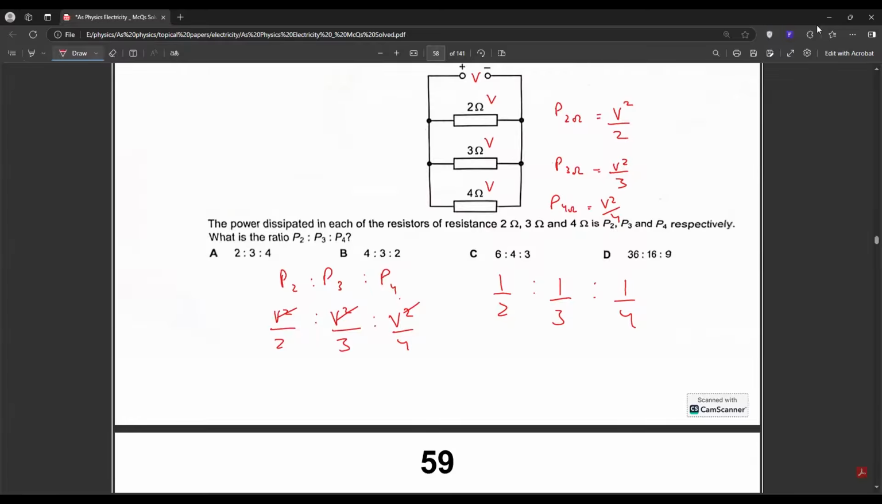The most incorrect option in the examination was this. How can you simplify this further? You cannot see any answers here. How can you simplify this further? Take LCM: multiply by 6, multiply by 4, multiply by 3. So 6 ratio 4 ratio 3. All of them have a denominator of 12. 12, 12, 12 gets cancelled out. 6 ratio 4 ratio 3. What is your answer? C is your answer.